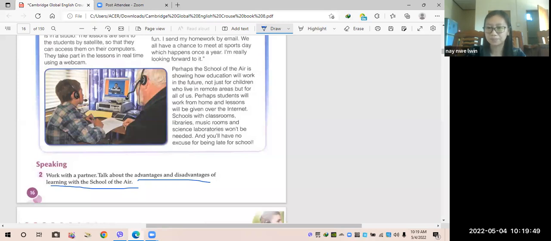As we have mentioned before, we can save time and save money for commuting. We don't need to get up early to attend the class. We don't need much time to prepare to go to school or to attend the class. And is there any other advantage?